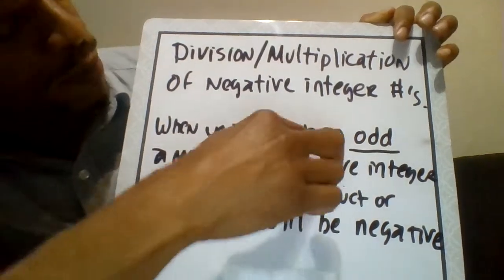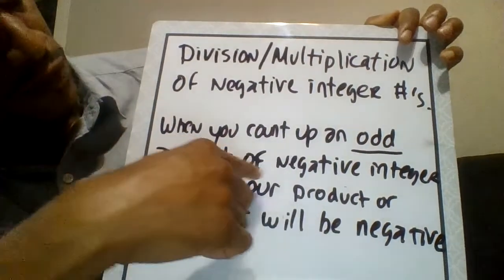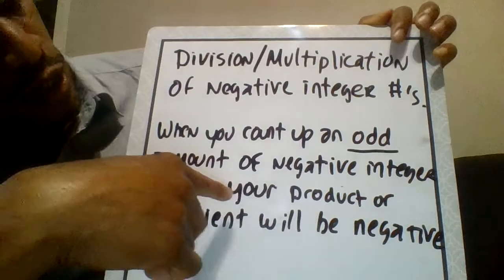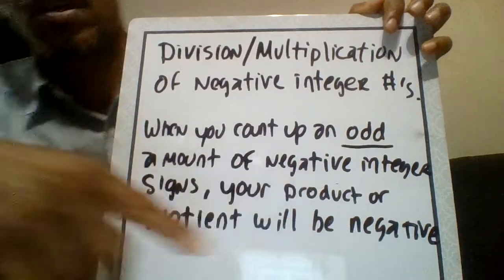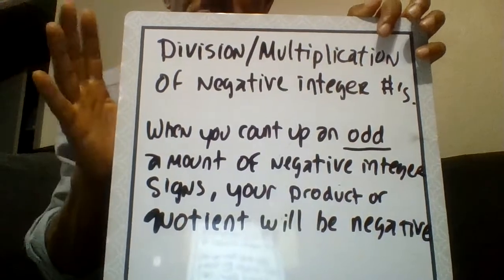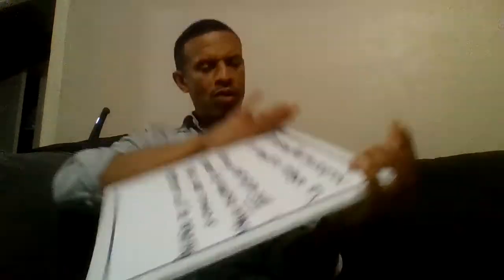When you count up an odd amount of negative integer signs, your product or quotient will be negative. What does that mean? I'm going to erase this board, so you're going to have to go back and freeze it if you want to hear the explanation again, or rewind something like that. So let's erase this and give some examples here that'll make quick sense.